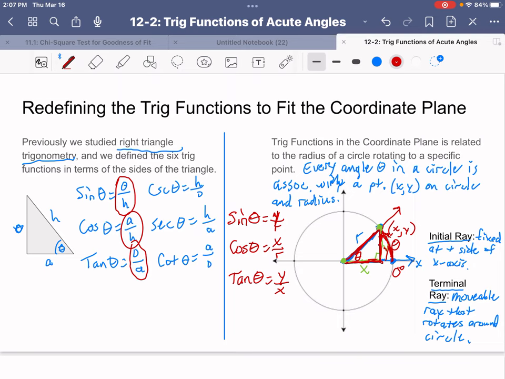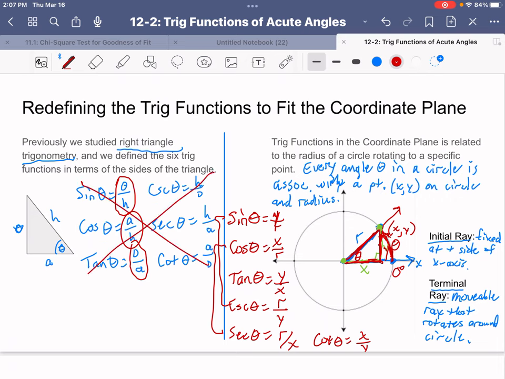Now don't forget, cosecant is merely the reciprocal of sine. Secant is the reciprocal of cosine, and cotangent is the reciprocal of tangent. So we're going to say x over y. So now you have to put these away because we're not doing right triangle trigonometry anymore. We're setting up circular trigonometry.